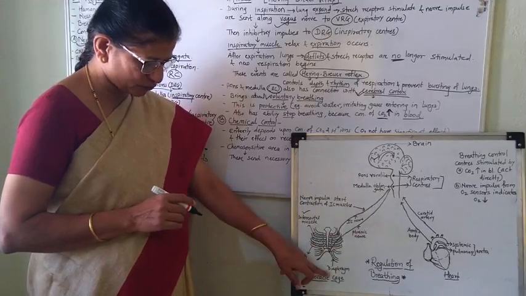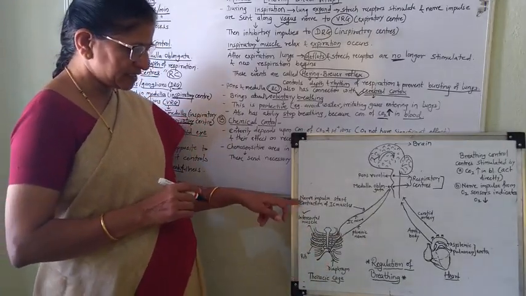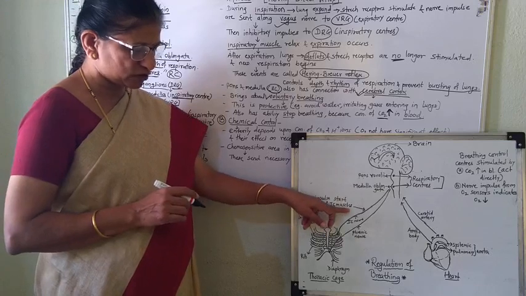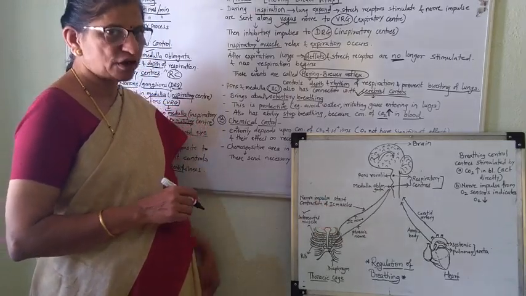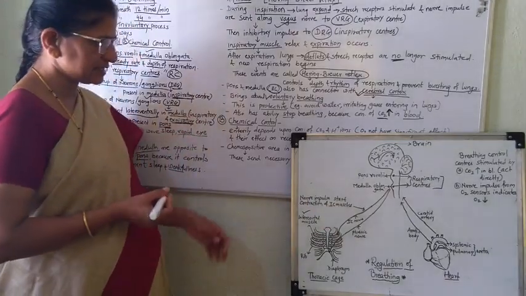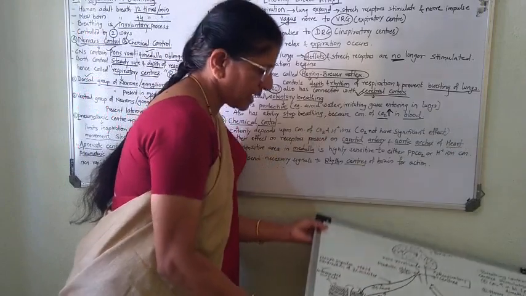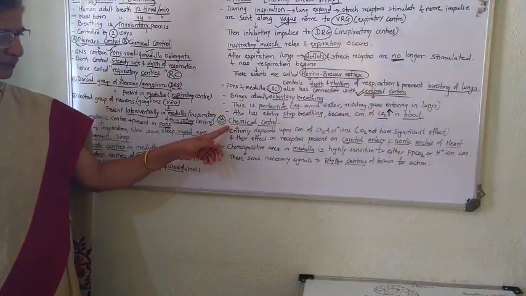Also, the phrenic nerve goes to the diaphragm. So here these nerve impulses start contraction of intercostal muscles during inspiration, or during breathing, collectively you can say. Now we'll go to the second part, and the second part is chemical control.